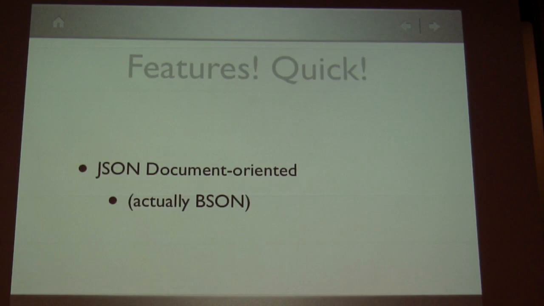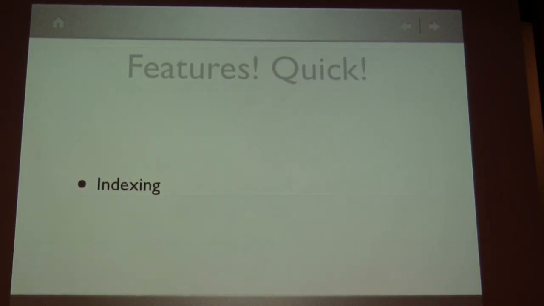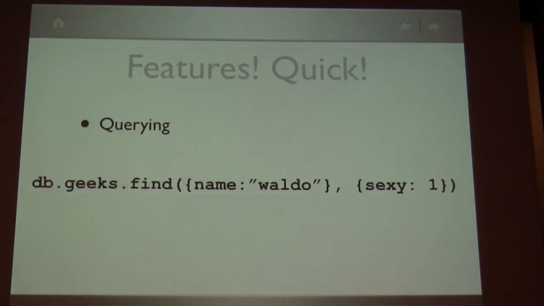So, as I said, the data resembles JSON. It's actually BSON, binary formatted. If you want more information, there's a website, bsonspec.org, that describes exactly how it is. But you can think about it as JSON. It has a lot of common features that you expect out of any real database. It does indexing and querying; it's no use putting data in if you can't get it out. This is what a very simple query looks like.